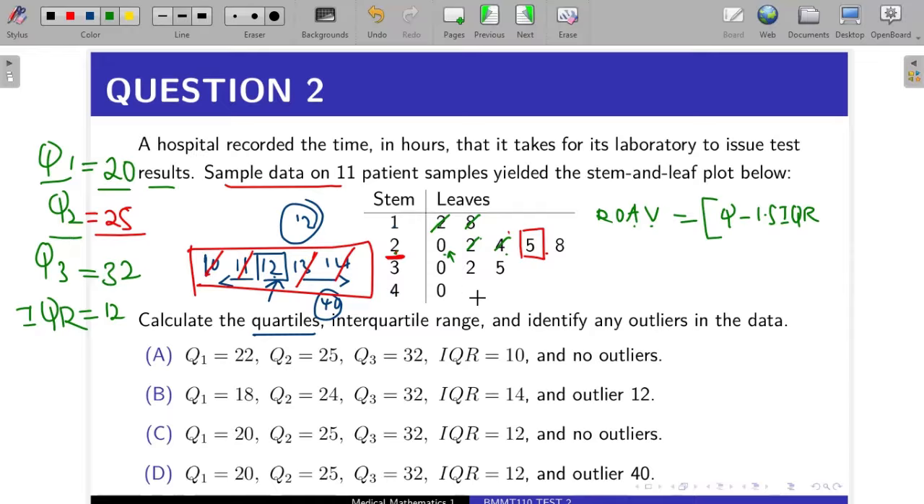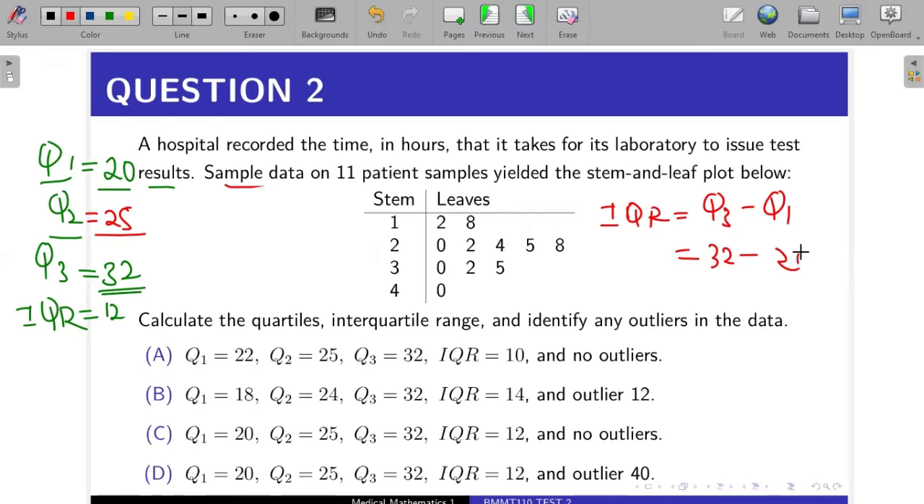And now to find the interquartile range, we just said the interquartile range is equal to the Q3 minus the Q1. So the Q3 is 32 minus the Q1, which is 20. So this gave me a 12. This is the 12 that I've written down here. Okay, so the one who asked, is it clear there? Okay, I'll assume it's clear.